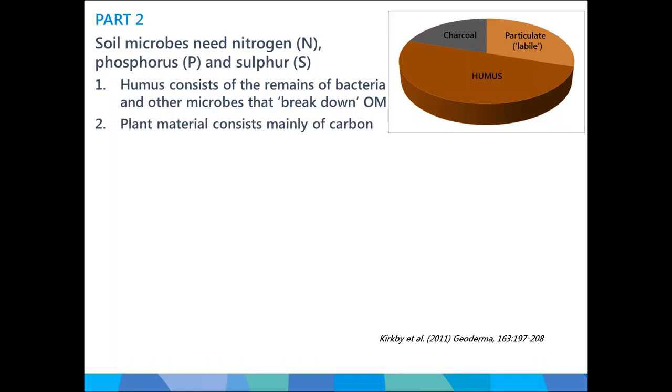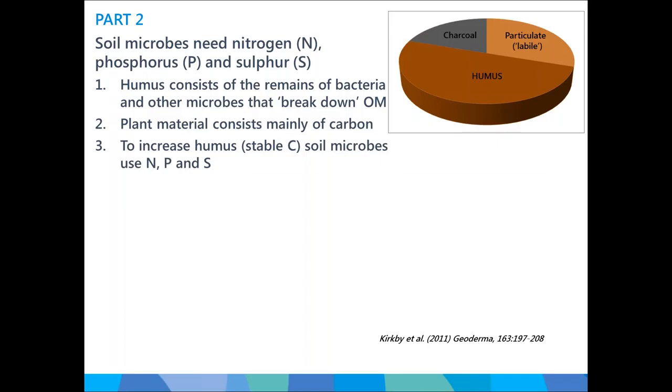Now, plant material, that mainly consists of carbon. So when we're adding wheat residues or wheat stubble to the soil, that's really high in carbon, not that high in nitrogen and the other nutrients that they require as well. So if we want to increase humus, which is the stable carbon, it's going to be there for longer, really important for cation exchange capacity, nutrients and water holding capacity.